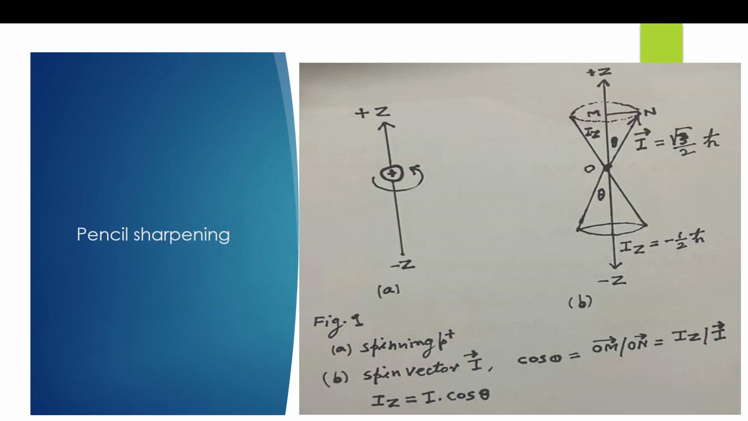Here I have given a hand-drawn diagram. The first part shows the spinning nucleus. The second part shows the spin vector, which is like a cone. Two components, negative z-axis and plus z-axis, are shown. The component Iz upon I is equal to cos theta, that is, Iz equal to I cos theta. The theta value is around 54 degrees 44 minutes.